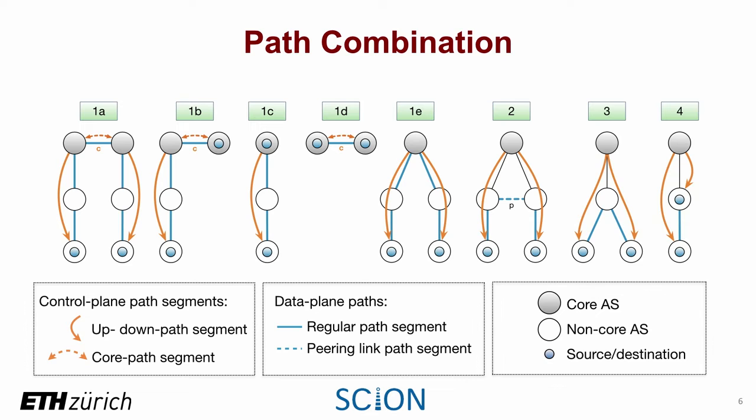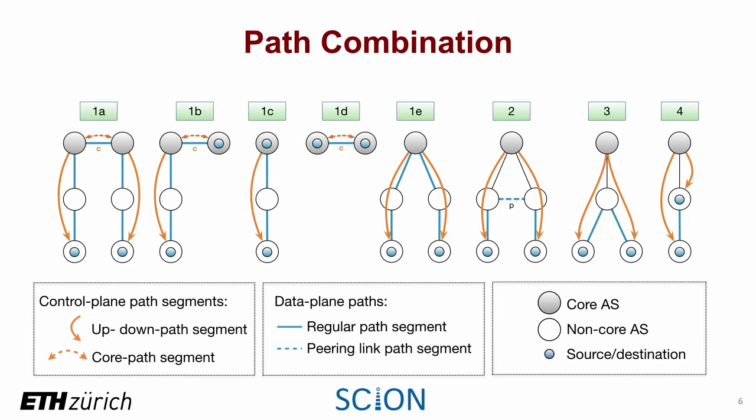To perform the actual path combination, SCION offers many different ways to combine paths. Here we see the 8 different ways in which path segments can be combined. The orange arrows depict up and down path segments, and the dashed horizontal orange segments depict core path segments. So essentially, PCBs find these orange segments. Now the blue lines represent the actual data path, or regular path segments that were combined.